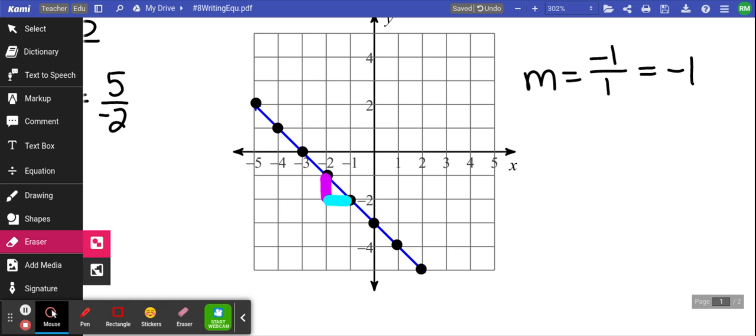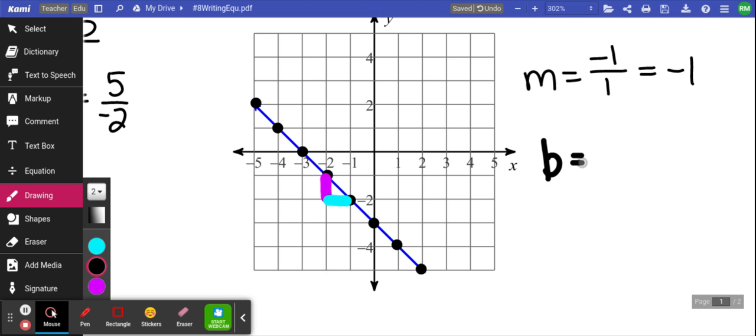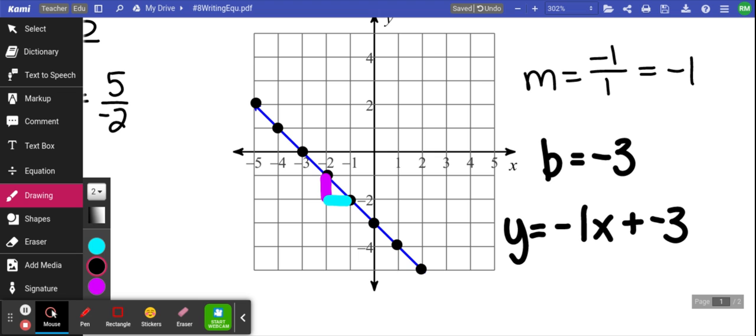What is our y-intercept? What is our b here? What is it? -3 again. Perfect. So let's go ahead and write our equation. We're going to start with y equals. Our m is -1. Then it has the x next to it. And then our b. So you could say plus -3 if you want, or just -3.